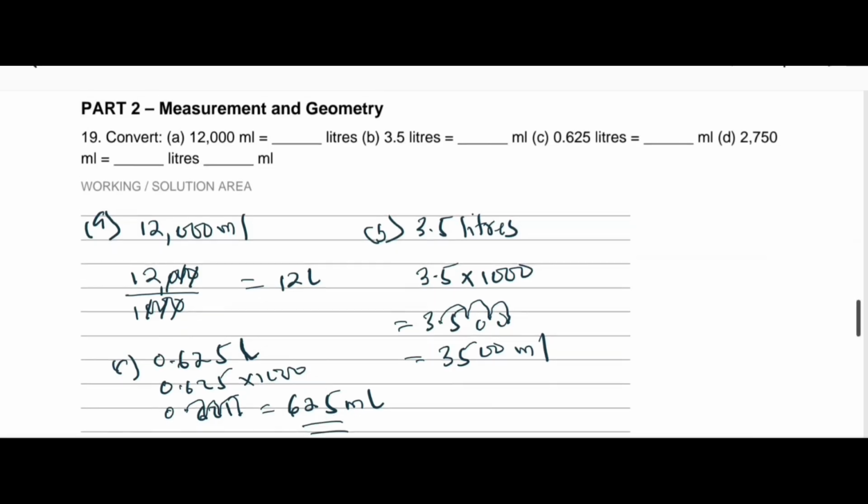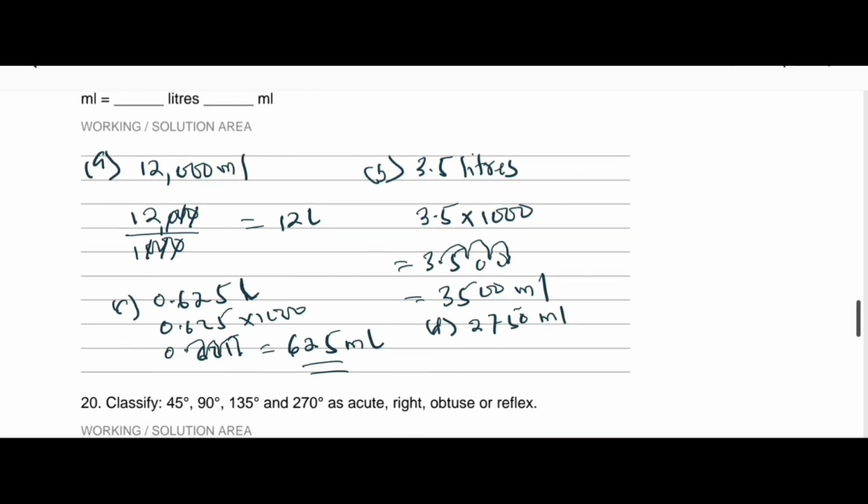D, 2,750 milliliters into liters. That one, all you need to do is divide 2,750 by 1,000. And that one, you count the zeros backwards, just like we did. When you are multiplying, you count it forward. When you are dividing, you count it backwards. So you count from the right to the left. 1, 2, 3. That will give you 2.75 liters. Do you understand?